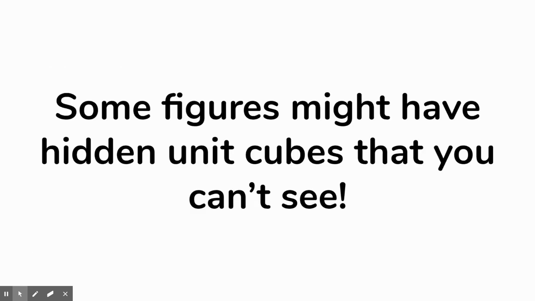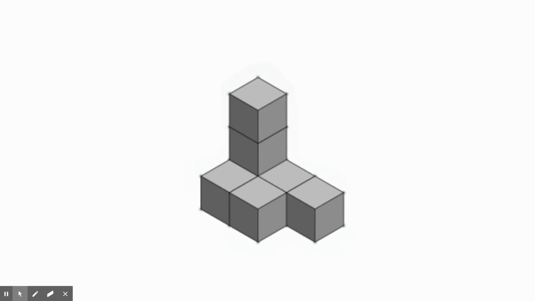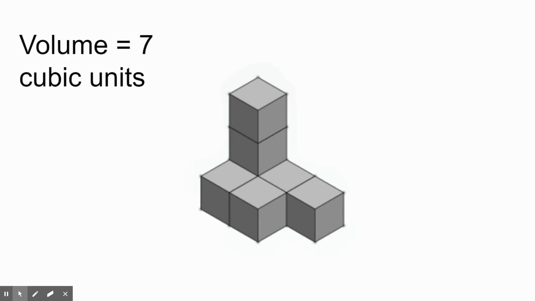Some figures have hidden unit cubes that you can't see. You have to be careful when you count these ones because you have to realize that there are some cubes that are hidden from view. So in this case, there is a hidden unit cube. And again, you're going to have to count here. There's no fancy strategy. We're just counting cubes, and you have to remember to include the hidden ones. So this one actually has a total volume of 7 cubic units because in the very back, there is that hidden cube on the bottom in that bottom layer.